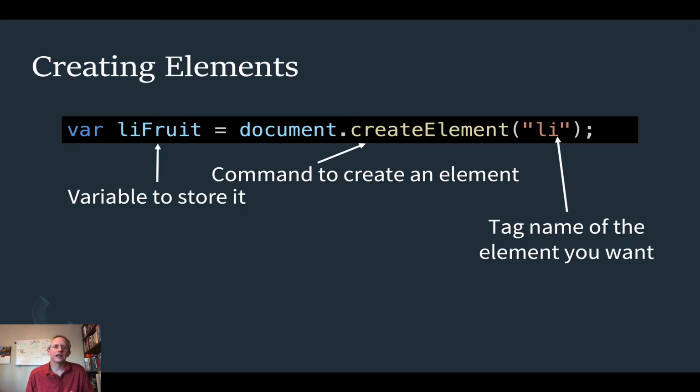All right, creating elements now. To create a new element, we use this createElement command. So I say document.createElement, and in here I've got the tag name of the element that I want to create. In this case, it's a list item, because I'm going to add this fruit to a list of fruits. And then var liFruit, I'm going to have the variable name be liFruit. So at the end of this, I've got an li, a list item, that has nothing in it, no text, no ID, nothing, but it's sitting there in liFruit.